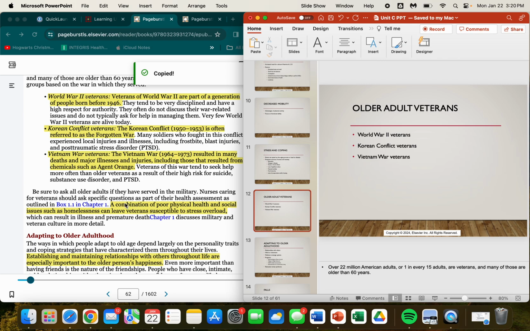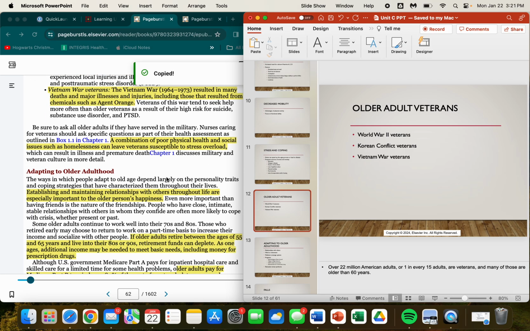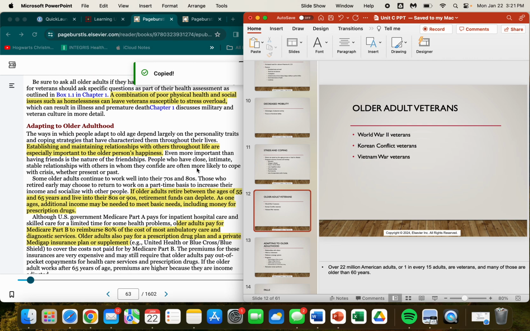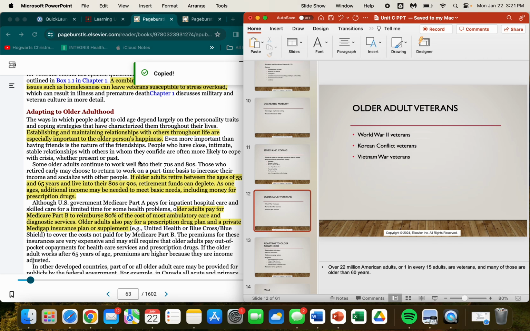A lot of things that can compound with these patients include a combination of poor physical health and social issues. Depending on the state that they live in, and really just in America in general, a lot of times we just don't take care of our veterans. They do have resources, like the VA and things like that, but some of those things aren't easily accessible to all veterans. So we need to be sure to screen people, take into account their unique needs, and refer them to the appropriate place.